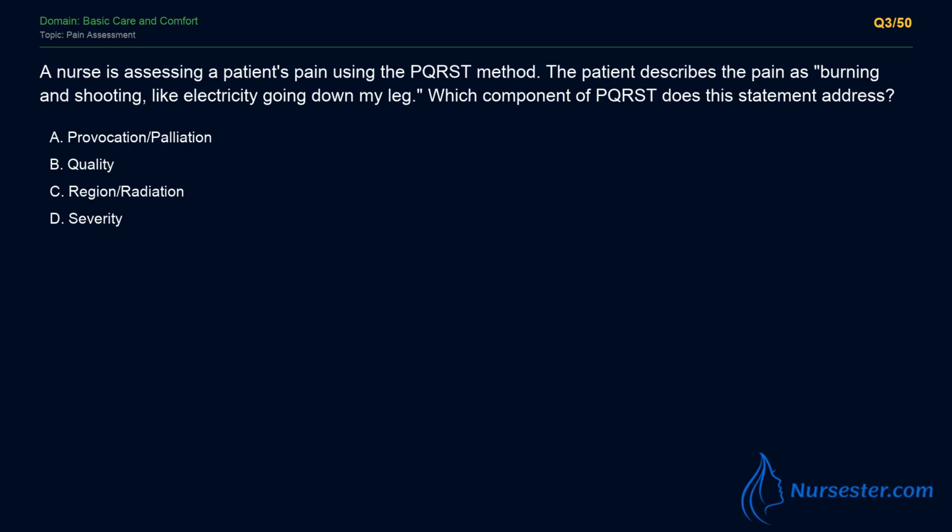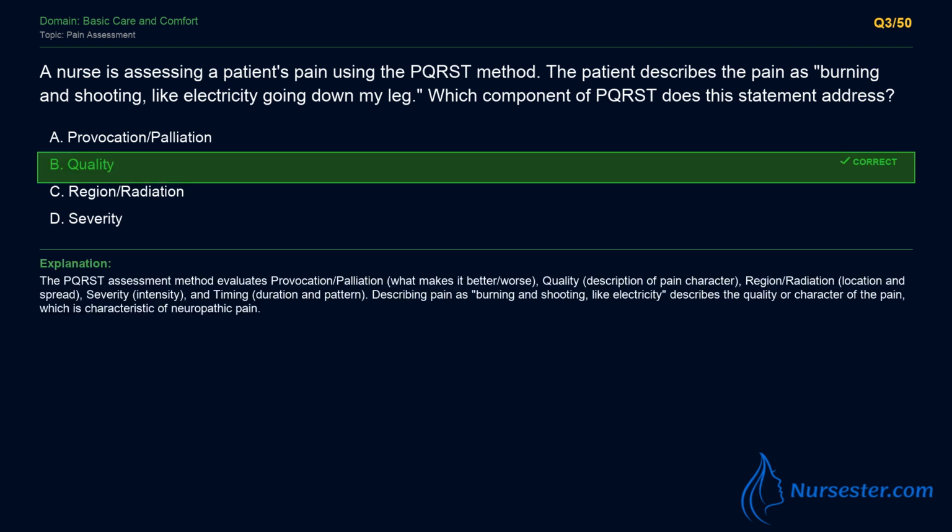Question 3. A nurse is assessing a patient's pain using the PQRST method. The patient describes the pain as burning and shooting, like electricity going down my leg. Which component of PQRST does this statement address? Option A, provocation/palliation. Option B, quality. Option C, region/radiation. Option D, severity. The correct answer is B.